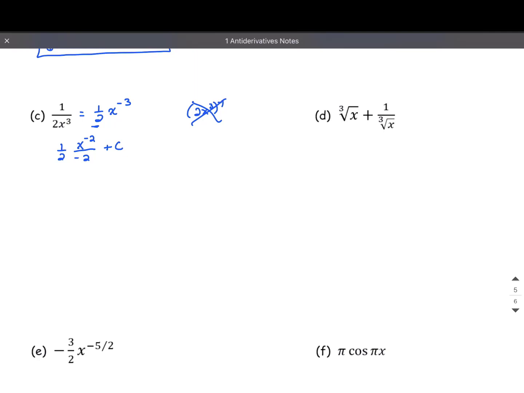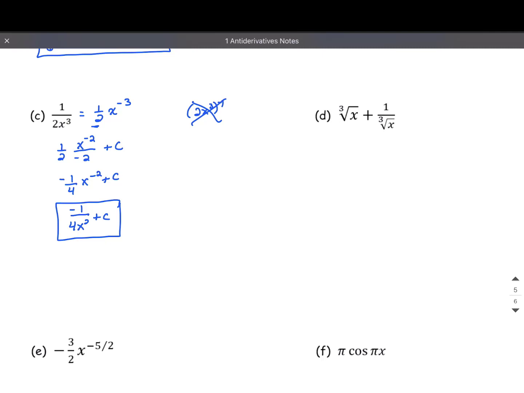Now, we have here a 1/2 times a negative 1/2. That's negative 1/4 x to the negative 2 plus c. But where does a negative in the exponent tell you to write it? It tells you to write that x squared in the denominator. So here is our antiderivative. Remember, if I don't give you any negative or fractional exponents, you should not give me any back, okay? Practice the algebra, make sure we've got those skills down.